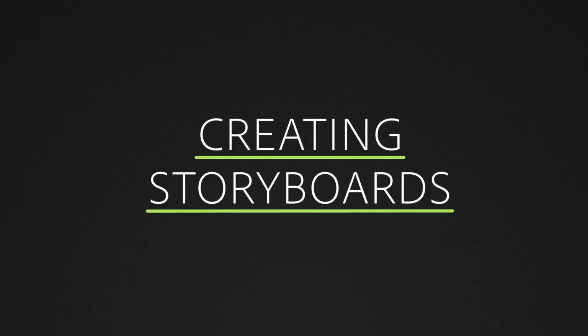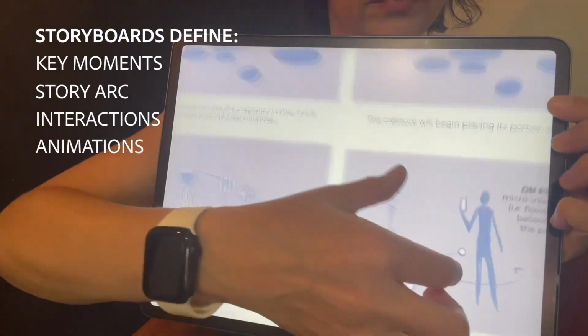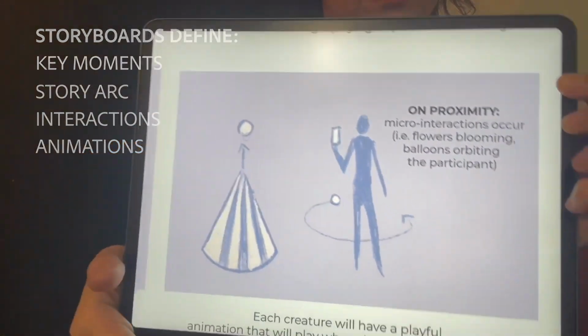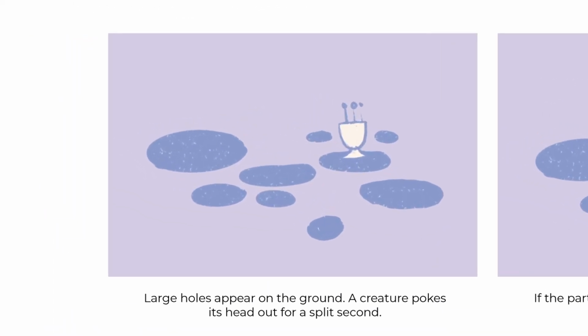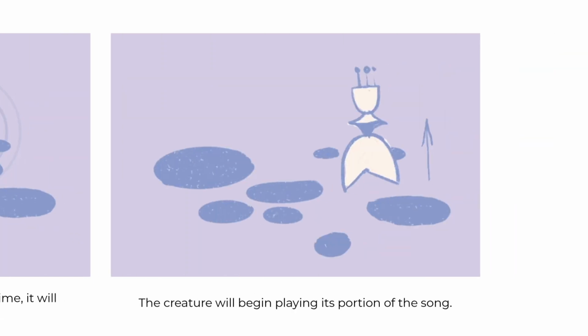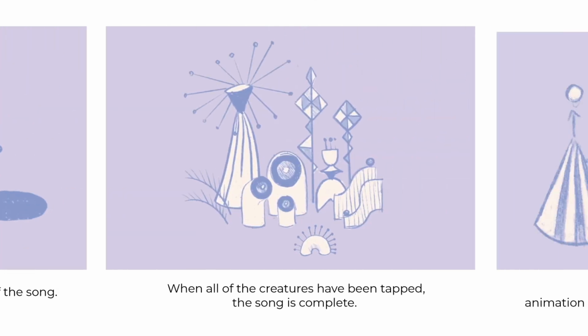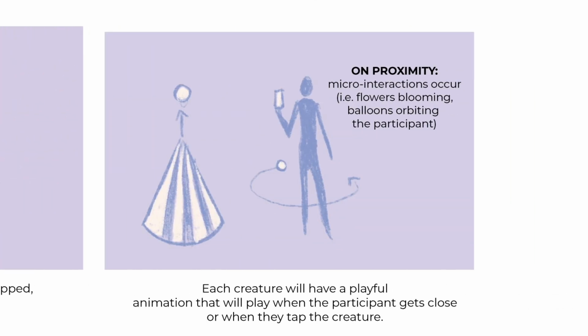Once you've done that, it's time to storyboard. This is your experience blueprint. It's the phase of the project where you sketch out all of the key moments, the overall story arc, planning out how the participant will get from point A to point B, as well as any important interactions or animations that might occur in between. These don't need to be polished. The idea is to get it down quickly and effectively so you can iterate.